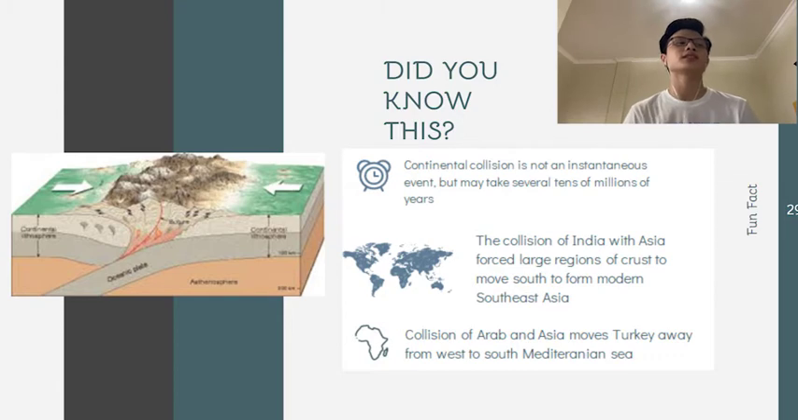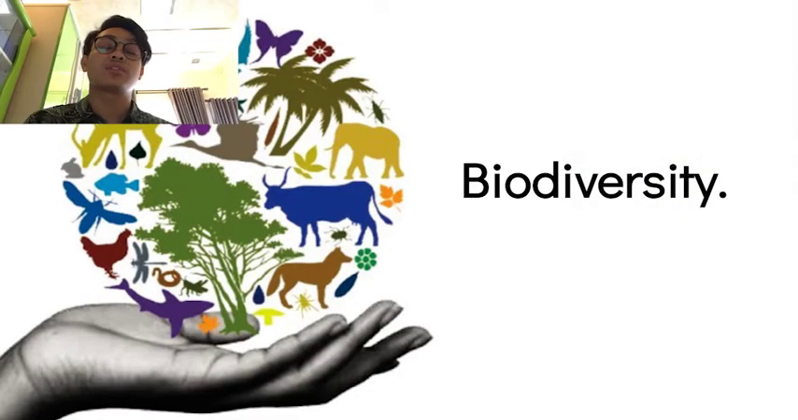And the last one is the collision of Arab and Asia, which moved Turkey away from the west to the south Mediterranean Sea. So yeah, that's it about plate tectonics. Thank you. Now into the next one, we're going to talk about the ecosystem and the biodiversity.